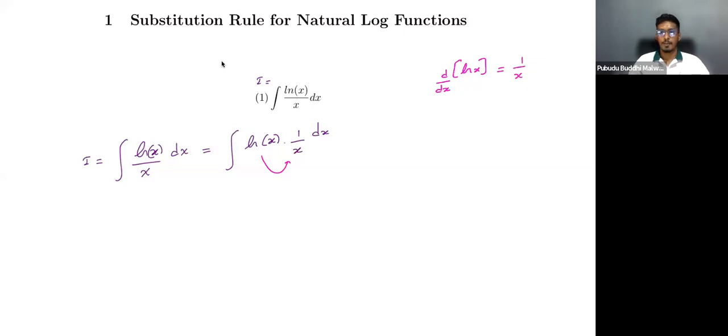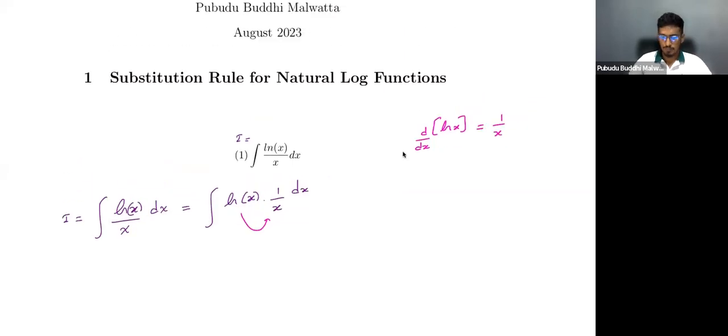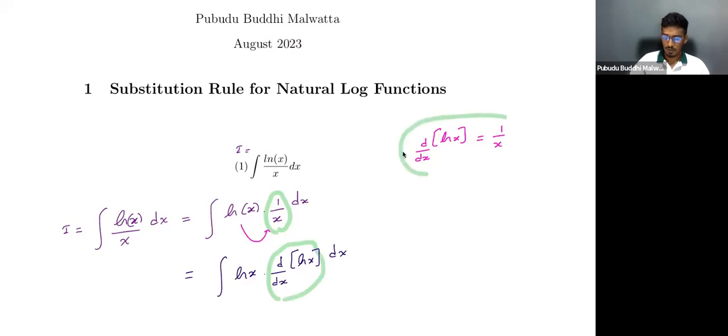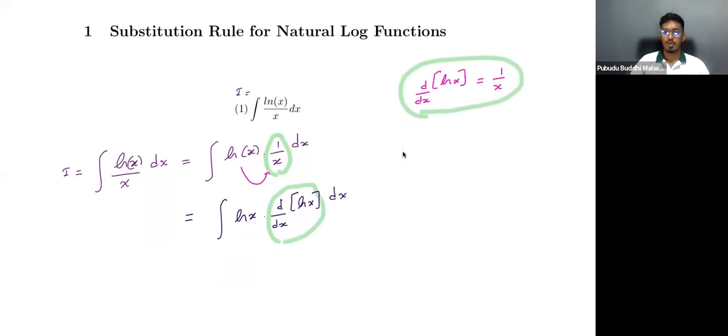Hence, I can write this integral like this: natural log of x times the derivative of natural log of x dx. I just replaced this part by this, because both are equal. Right? Now observe this pattern, very, very important.